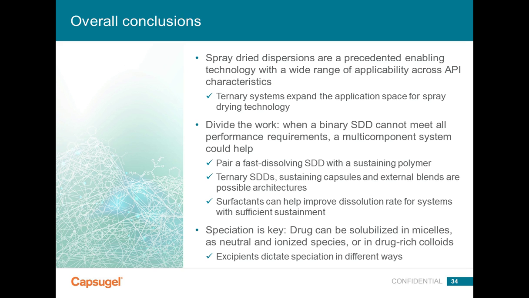Our general strategy for a multi-component SDD is to divide the work. When a binary SDD can't meet all of the requirements and we can't make compromises, a multi-component system can help you out. When we pair a fast-dissolving SDD with a sustaining polymer, we can formulate that as a ternary SDD, a sustaining capsule, or an external blend. Those are all possible architectures, and they have different advantages and disadvantages.